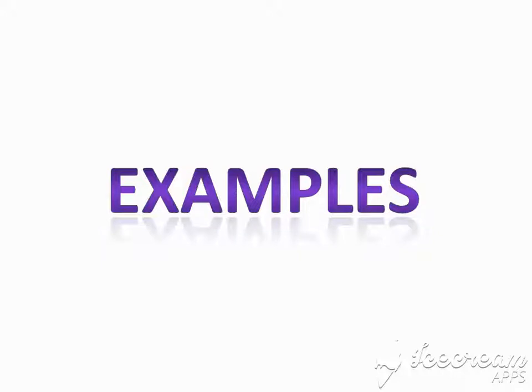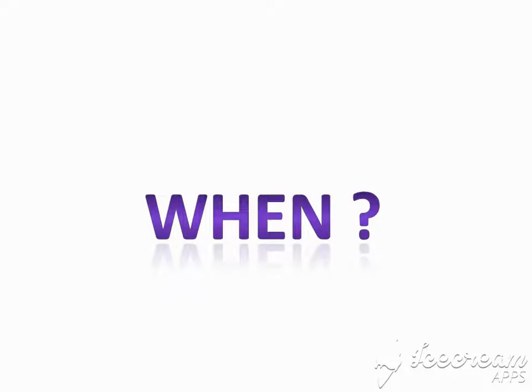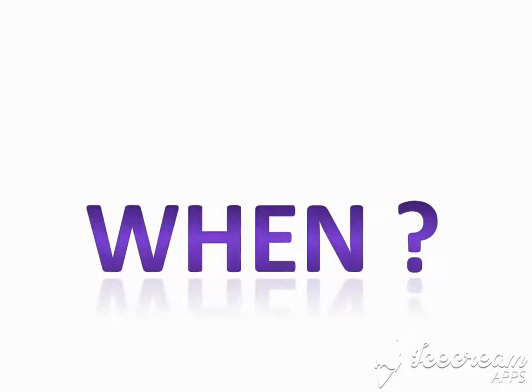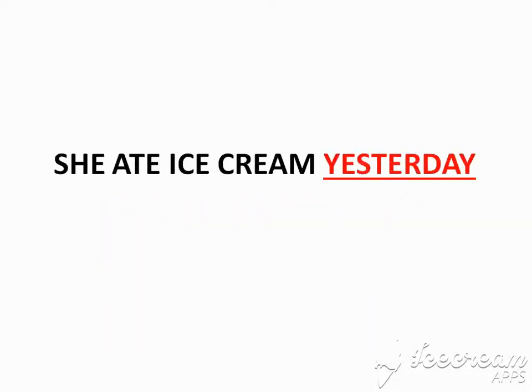Let's take now a look at some examples to see when some actions happen. The first one: she ate ice cream yesterday. For sure, the adverb of time in this example is yesterday, because it answers the question, when did she eat ice cream? When? So automatically the answer is yesterday.